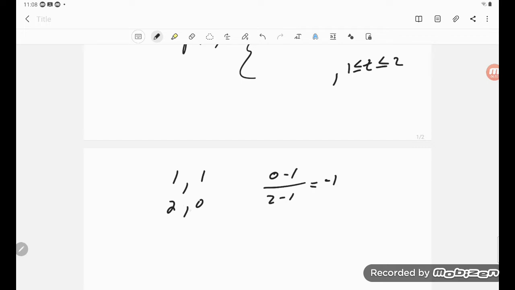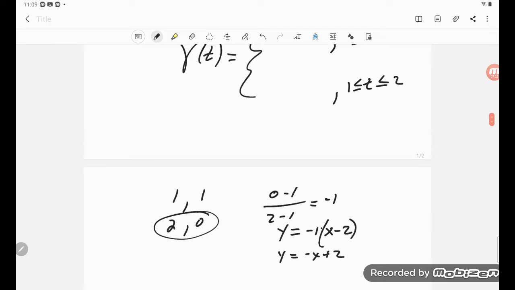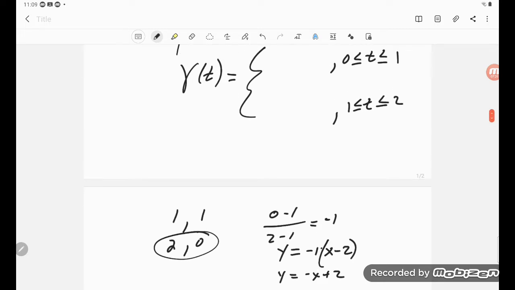And if I use the point slope form, say with this, 2 and 0, then what I know is that, if I'm thinking of this as y equal mx plus b, right, y is negative 1 times x minus 2 plus 0. And so y equals negative x plus 2. Now let's kind of think that through and make sure that that's right.